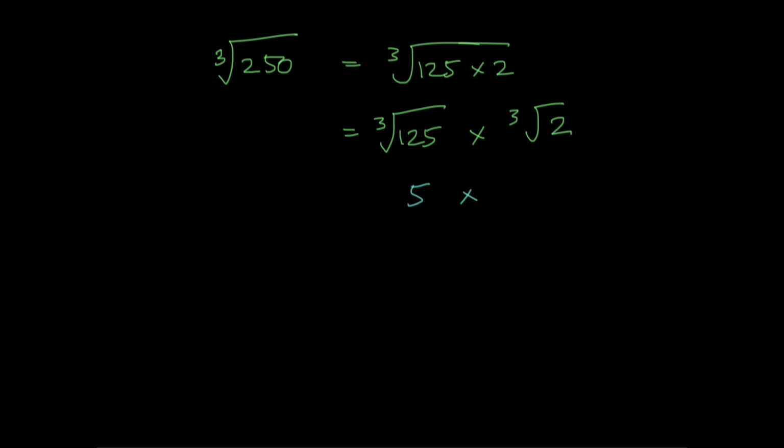As for the cube root of 2, this is saying what number multiplied by itself 3 times would give me 2. Well, this is not going to be a whole number from the looks of it, so we can simply leave it like this or punch it into the calculator. But this is in its simplest form, so the answer would simply be 5 times the cube root of 2.